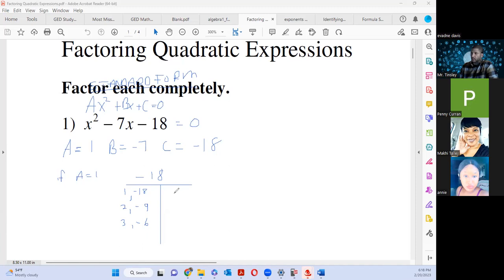Could it be -1 and +18? So -1 and positive 18. Yes, so we're just changing the signs. Right, you're correct. And then what's the second pair?